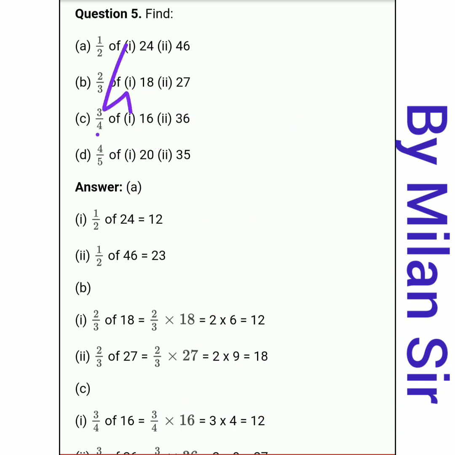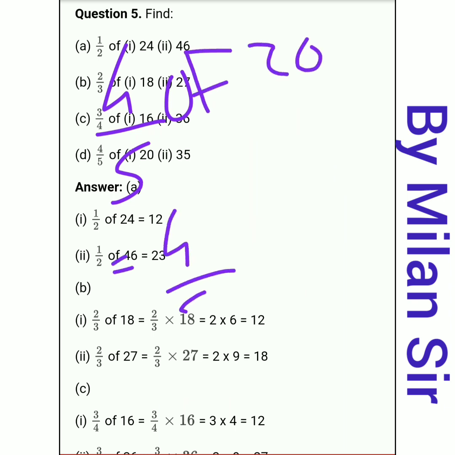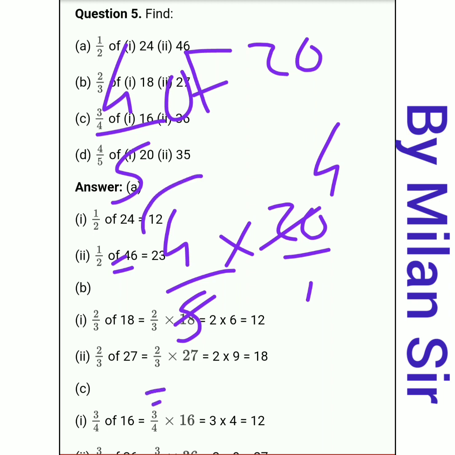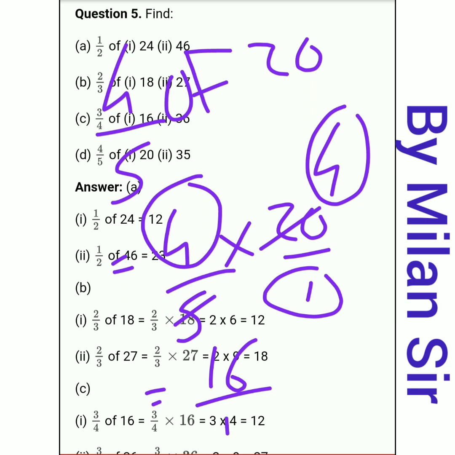Next, 4 by 5 of 20. Put multiplication sign in place of "of" and 20. Right. So here 5 4s are 20, so we can cut 20 and 5. Nothing is present in the denominator, so we can write 1. Now in the numerator, 4 4s are 16. 4 multiply 4, right. Divided by 1 as it is. So 16 by 1 is 16 only.